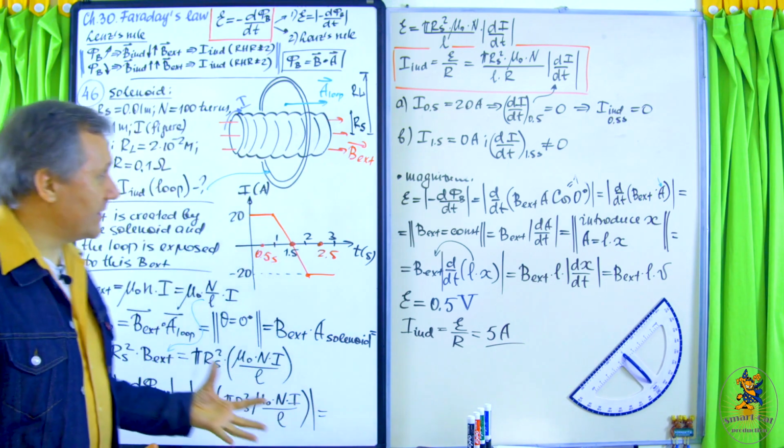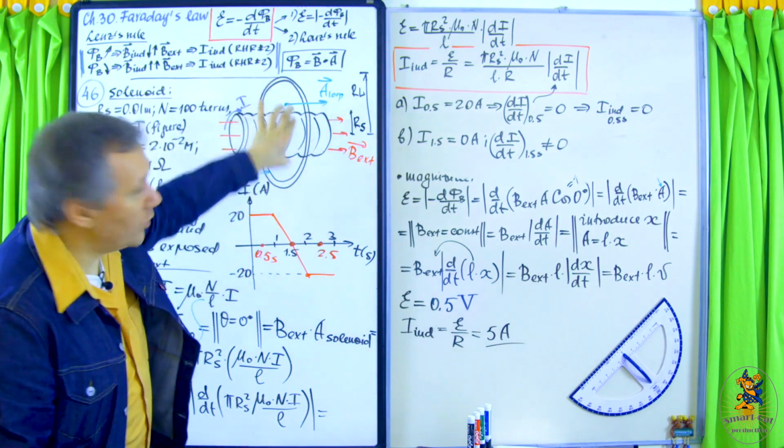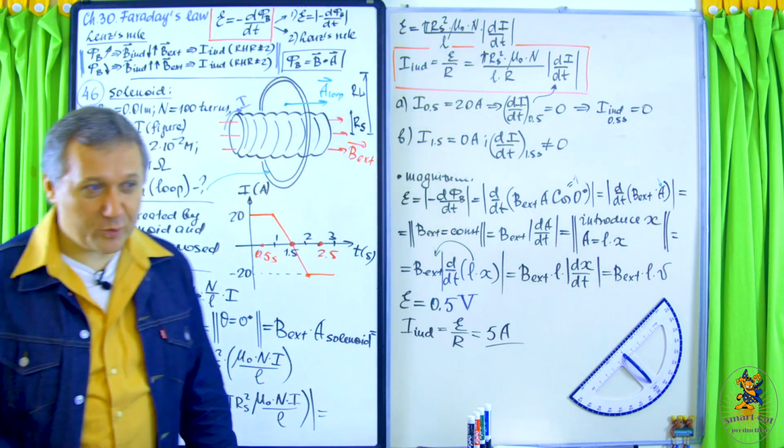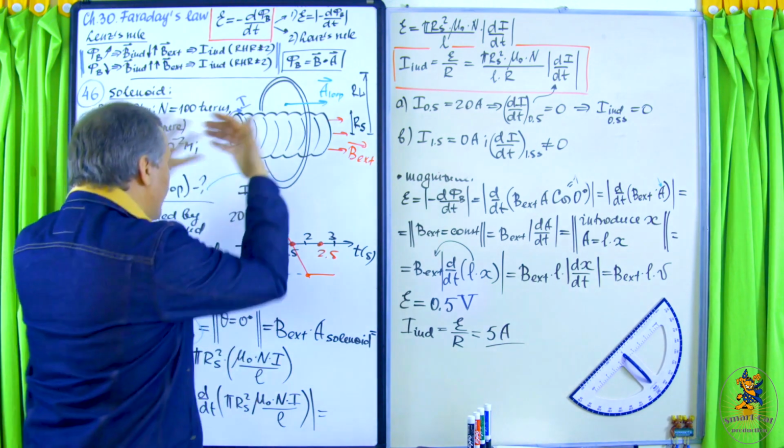Although the philosophy is exactly the same still. We have a loop, but now only a small part of the loop is exposed to the external magnetic field produced by the solenoid.